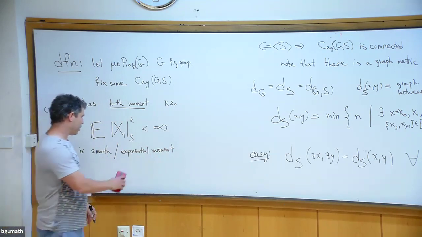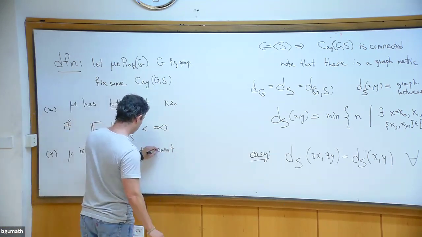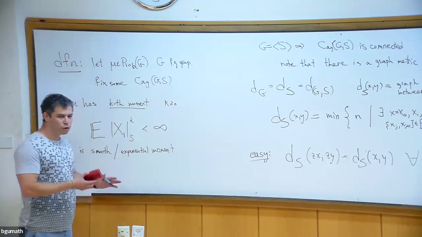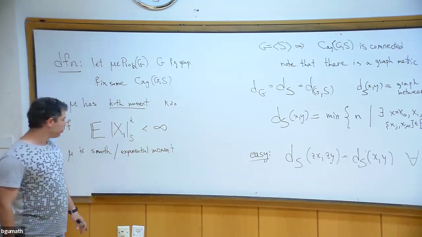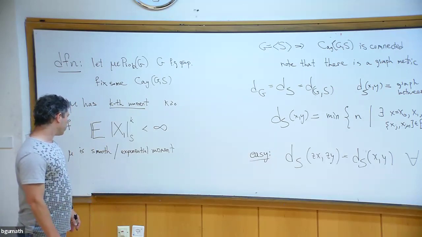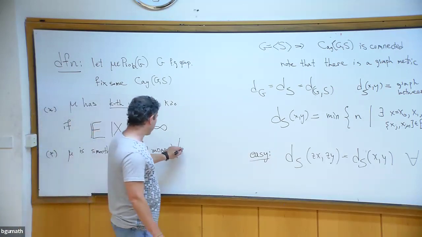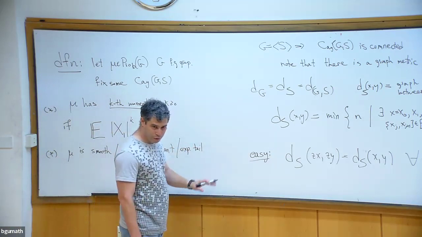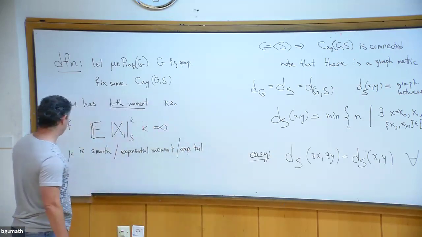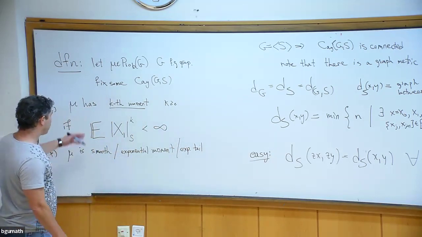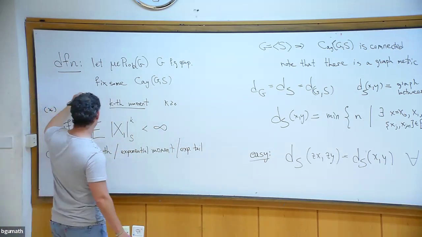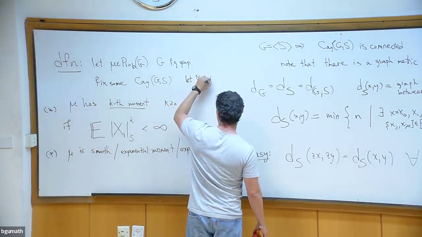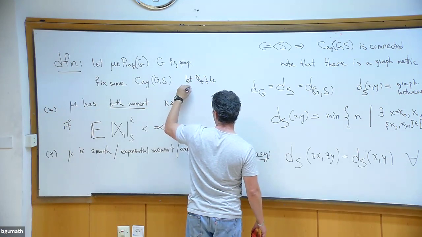Doesn't moment come with the exponential? Normally, yes, there is a thing, but you have to understand what you mean by exponential moment. So mu is smooth, exponential moment. Sometimes you would say here exponential tail. There are different things. I didn't say what x1 was, so in a minute, okay. Mu on a group, and here we'll say what x1 is. So let xt be the mu random walk.